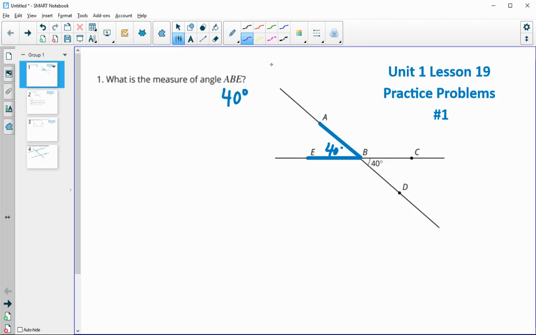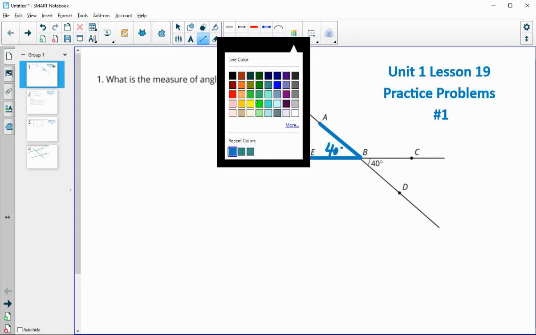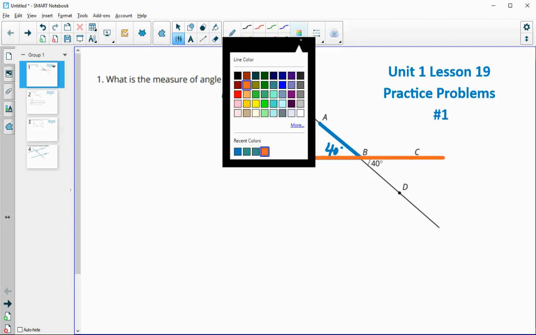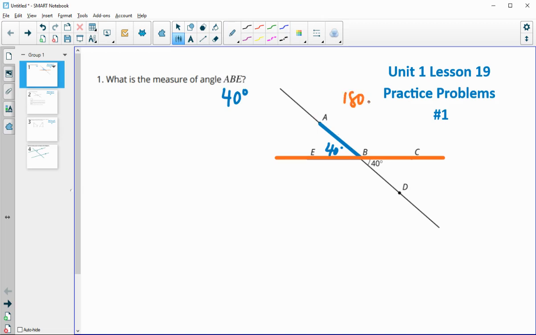Also remember, don't forget that straight lines total 180. So if you needed to find the other angle measures here, you could do 180 minus the angle given. So 180 minus 40, and you would get 140 for this angle. And then across from that would also be 140.